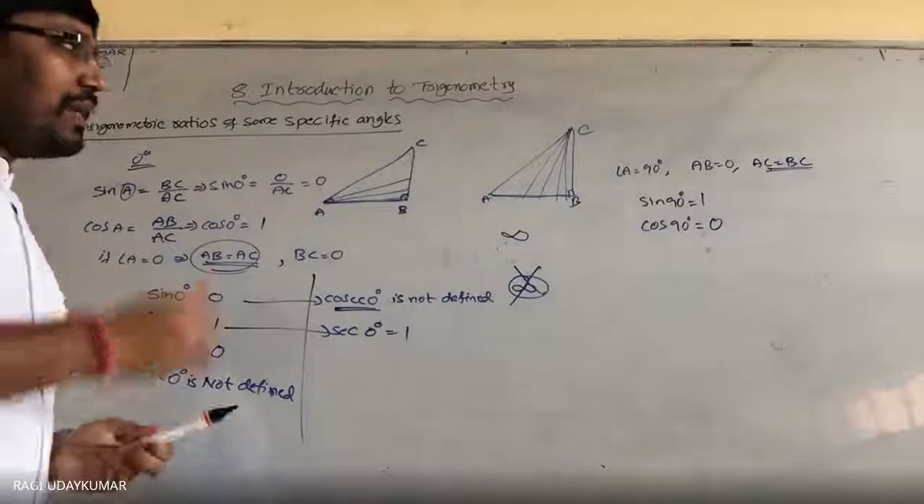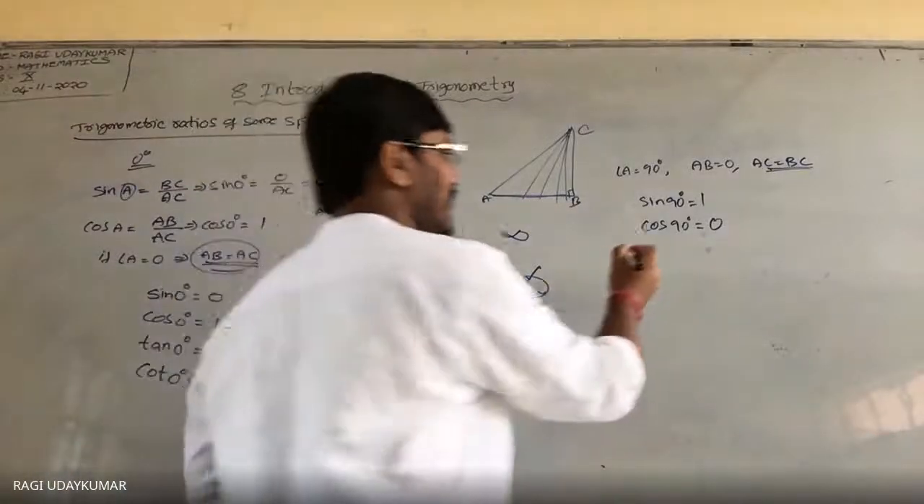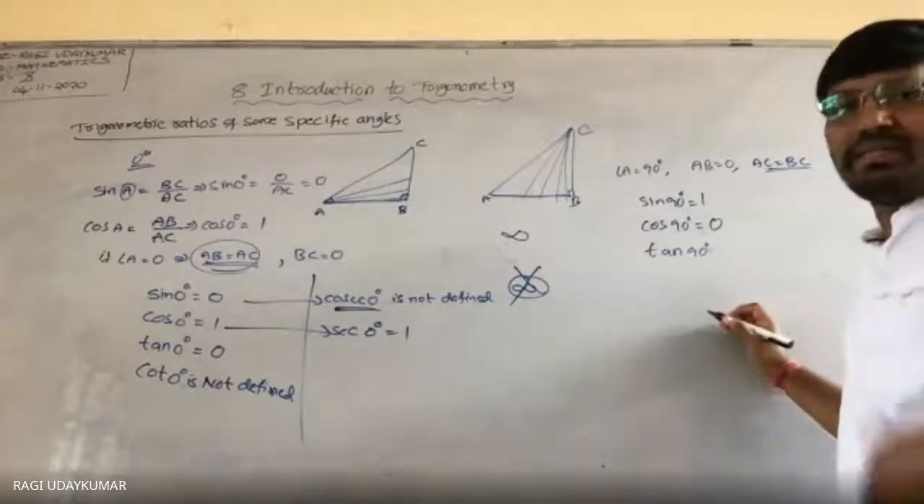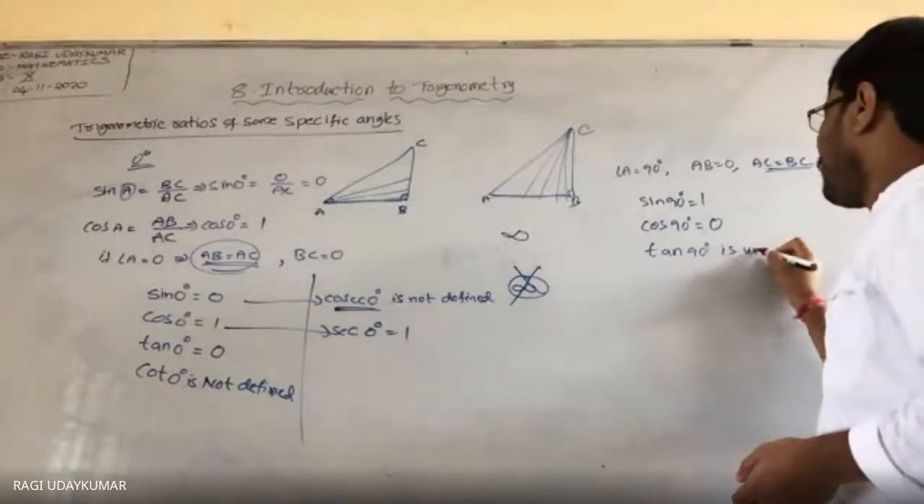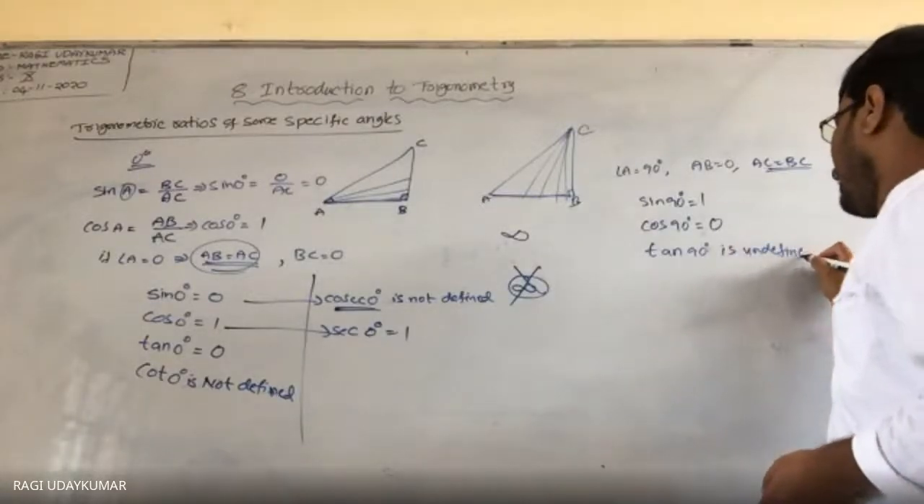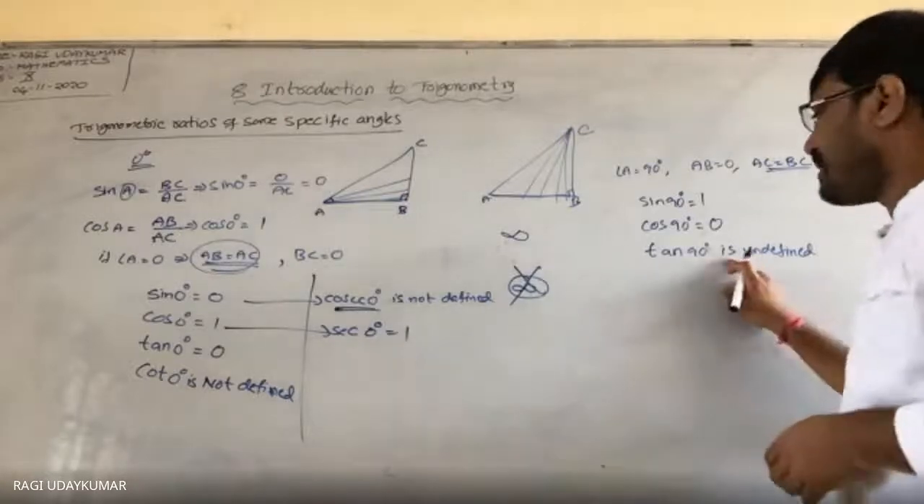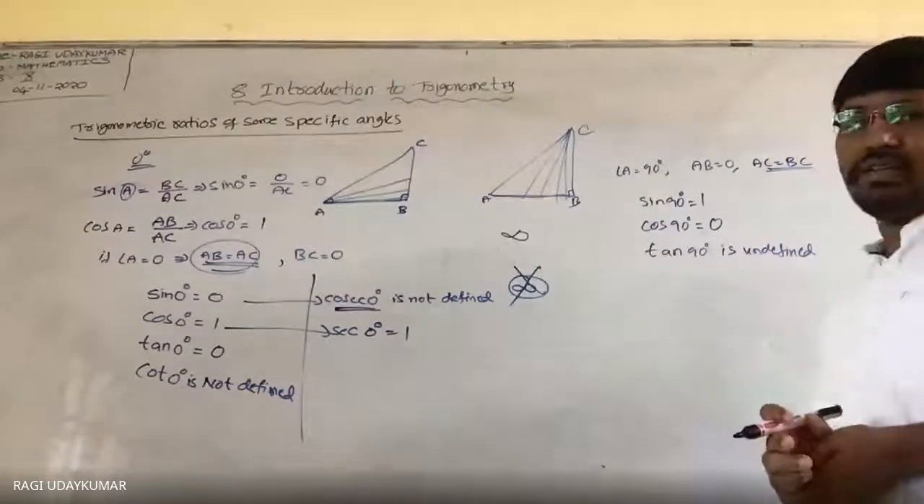This is a way. With the help of this, tan 90 degrees, can anyone say tan 90 degrees is 1 by 0? 1 by 0 is nothing but undefined. I am not writing equals because undefined is not a number. Here tan 90 is undefined.